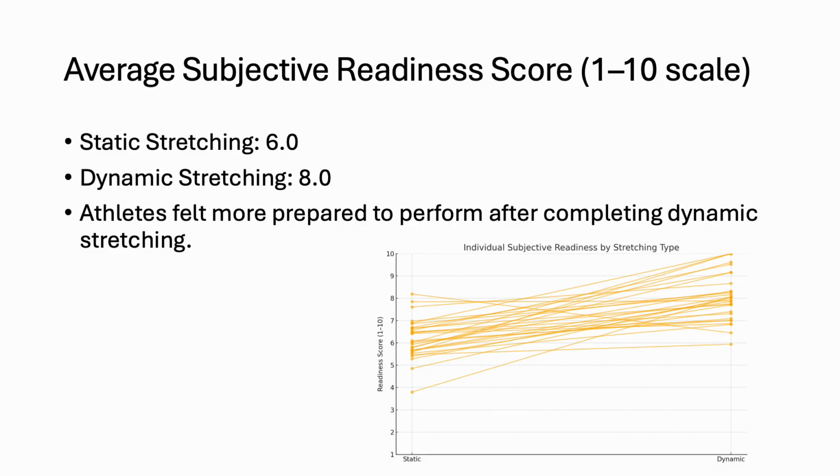And for the readiness score, on average, their readiness score was 6 after static stretching and an 8 after dynamic stretching. So not only did they perform better, but they also felt more confident and prepared to do the sprints after dynamic warm-ups.